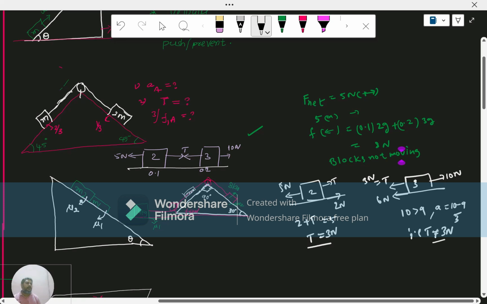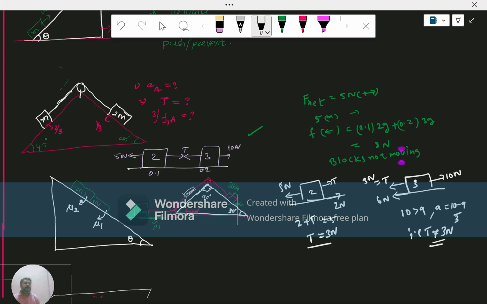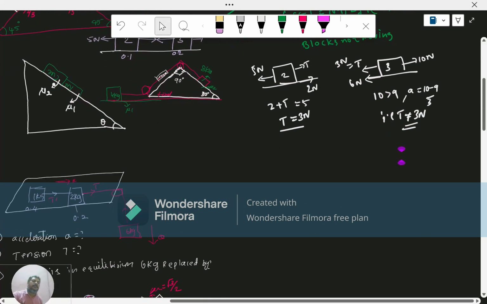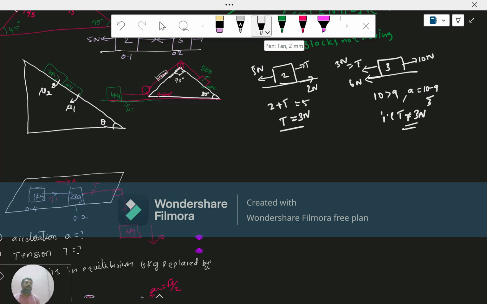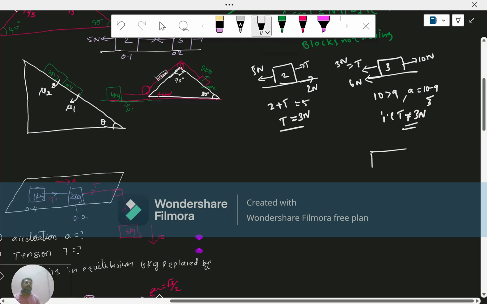So I hope you understand, T is not equal to 3 newtons. So that's why you have to change the 3 kg body. Consider the 3 kg body. If you take the 3 kg as a free body diagram, first the free body diagram of 3 kg. So now this is 10 newtons, and this is 6 newtons. So tension T. These are not moving according to the first condition. Therefore, T is equal to 10 minus 6, 4 newtons.